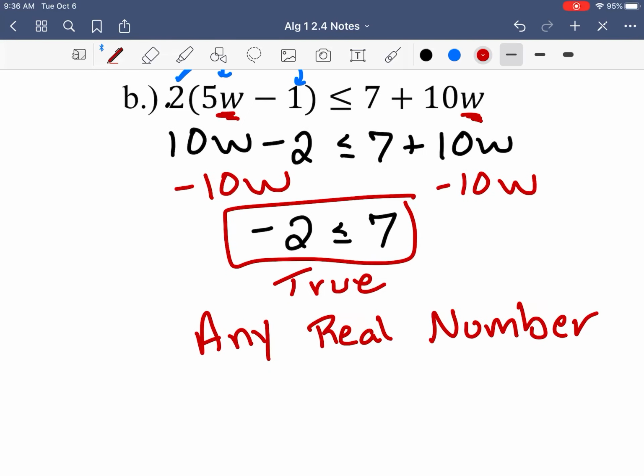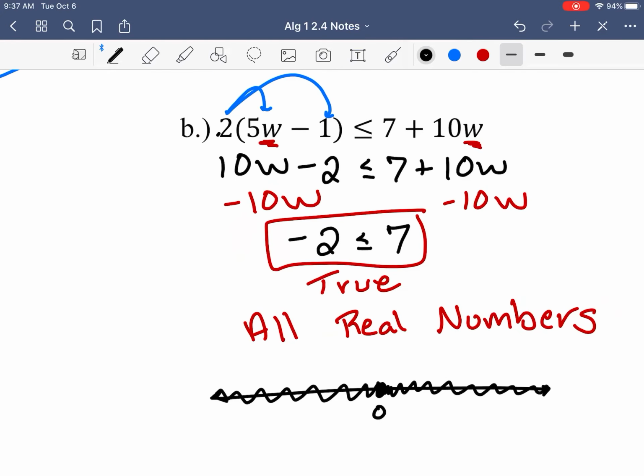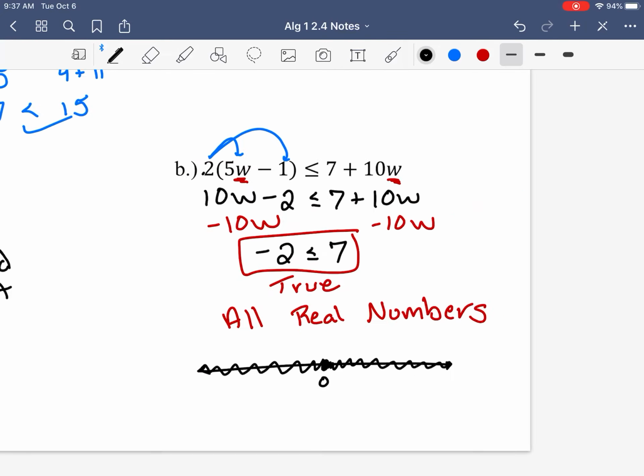Okay, or even better, we say all the real numbers work. So instead of using any, we would say all real numbers will work. So if I was to graph this, okay, well, 0 works. Well, so does 1 and 2, and any number up here will work, and any number down here will work. So really, my whole entire number line is shaded. So all my real numbers will work.